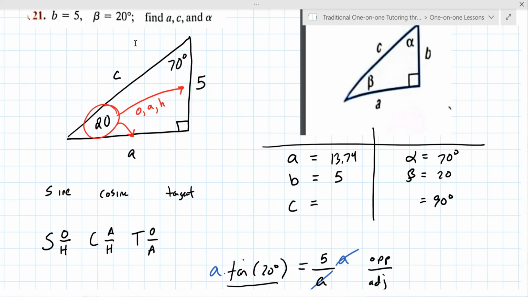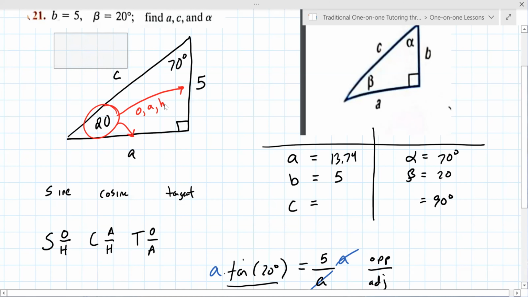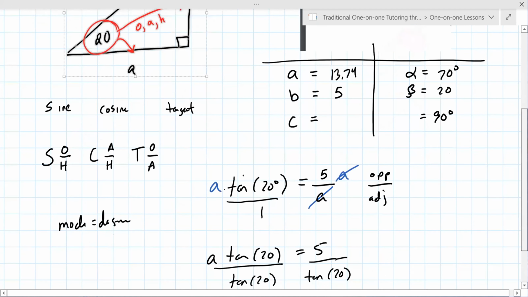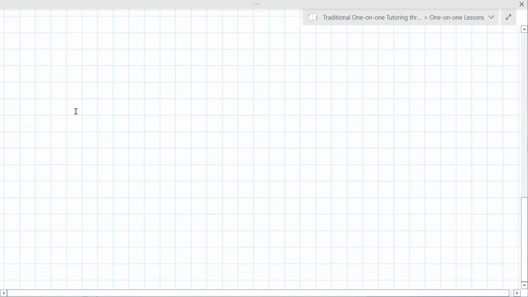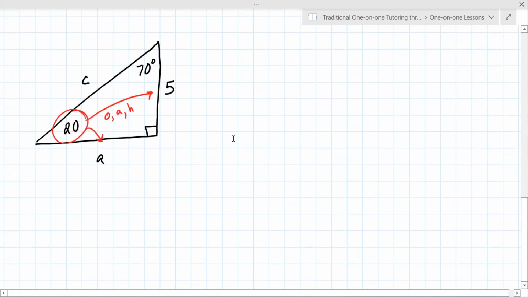Which do you think you would prefer to do? Pythagoras, because it seems easier. Of course, we're going to use the sine, cosine, and tangent because we want to learn how to use those. That's the whole point of this section. That's fair. You could use Pythagoras to check, but we're going to do it this way. So we found that A is 13.74. So we're going to use that 20 degrees again.